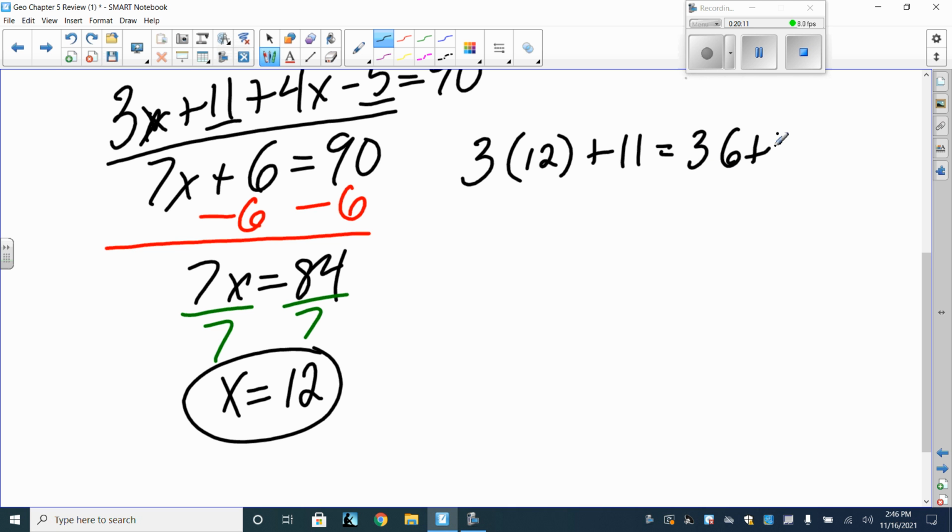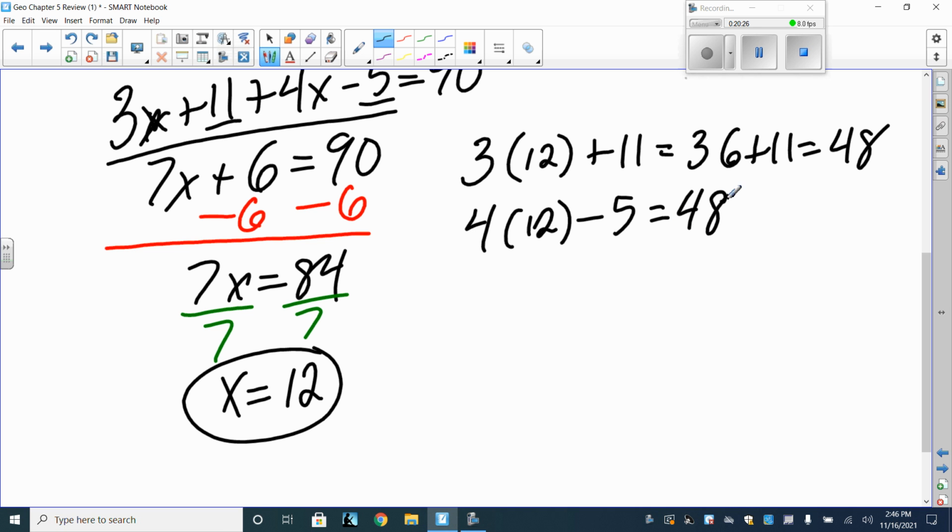3 times 12 would be 36, plus 11 is 47, which would be one of the angles. The other would be 4 times 12 minus 5. Well, 4 times 12 is 48, minus 5 is 43. 11 plus 36 is 47, yes.